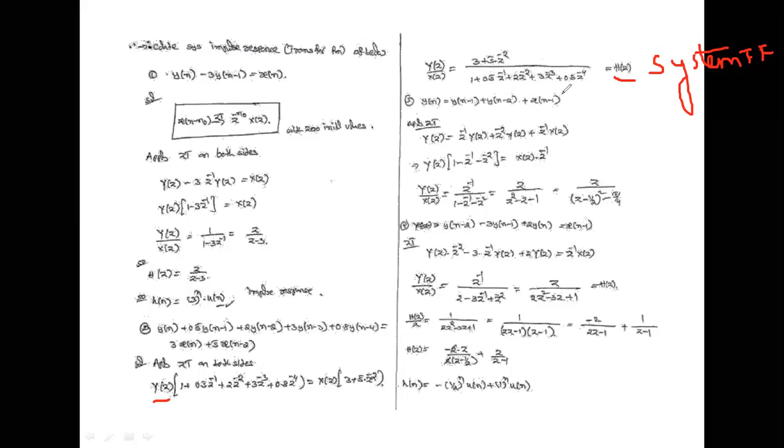Then after you can find out the poles to get the impulse response h of n. Impulse response h of n. Got it, my dear students?